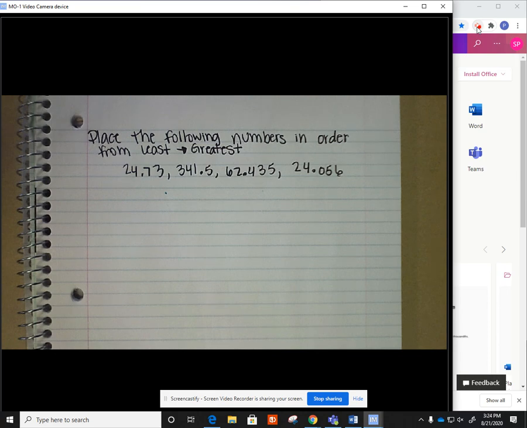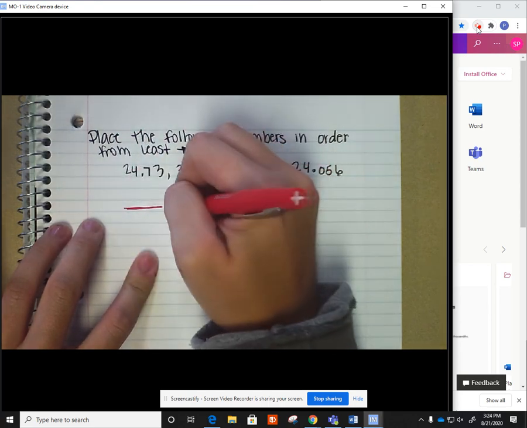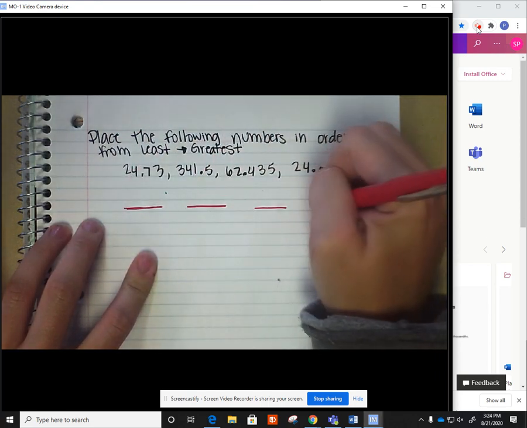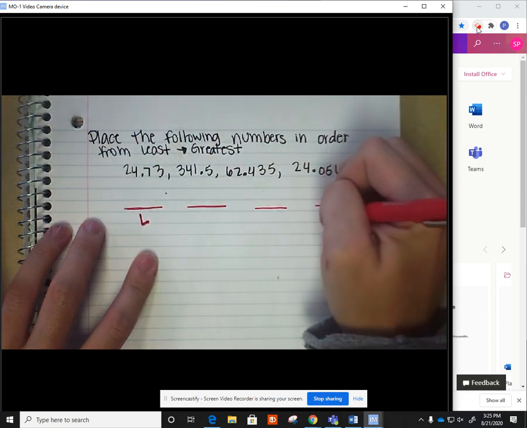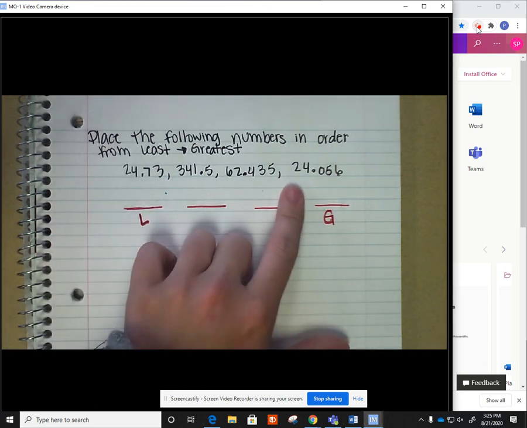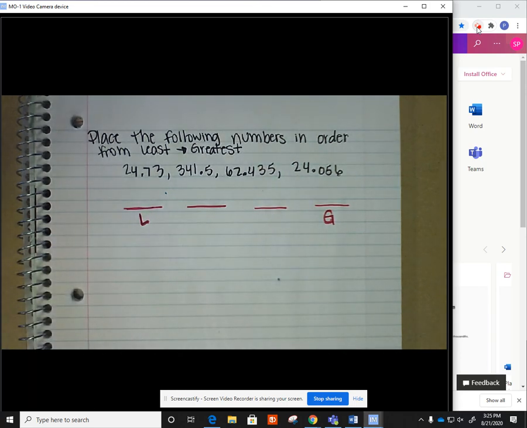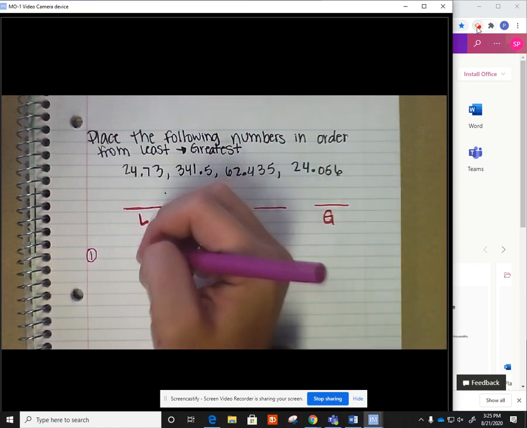So the first thing I'm going to do is make 4 lines, and I'm going to label them least to greatest, just so I remember that we're doing it from least to greatest, not greatest to least, and there's no confusion. Okay. After that, our first step, again, like before, is to line up our decimals.